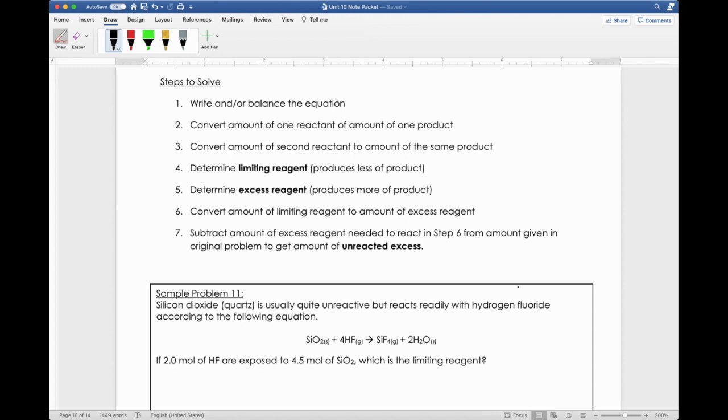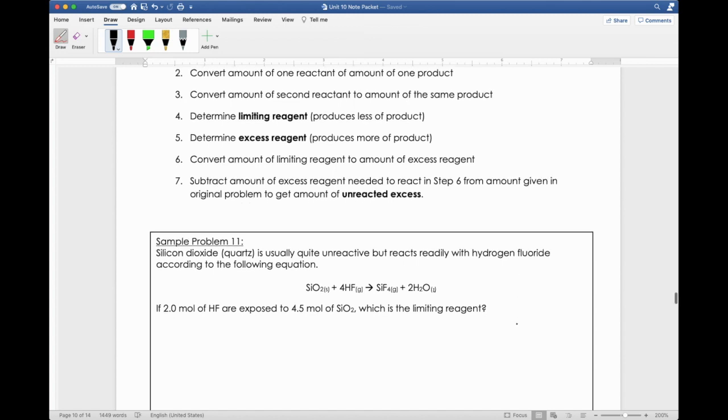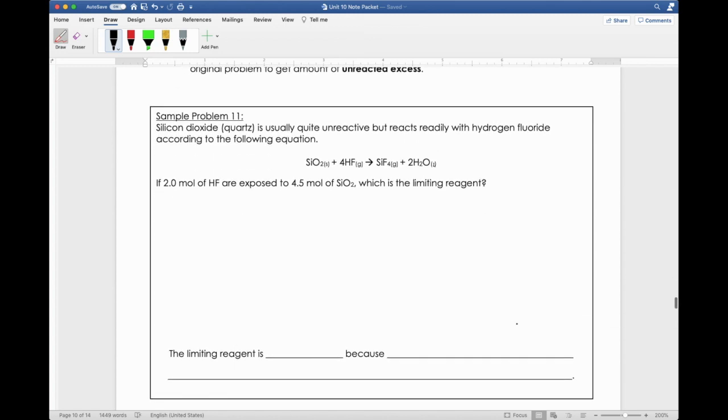We don't have to do step 1. It's already done. Let's go ahead and do sample problem 11. Silicon dioxide, or quartz, is usually quite unreactive, but reacts readily with hydrogen fluoride according to the following equation. It's given to you there. Beautiful. If 2 moles of hydrofluoric acid are exposed to 4.5 moles of SiO2, silicon dioxide, which is the limiting reagent? So we want to know here which one of these, silicon dioxide or hydrofluoric acid, is the limiting reagent.